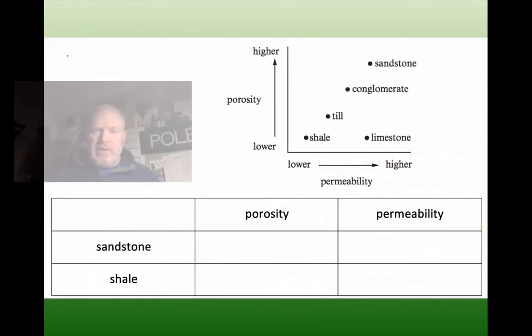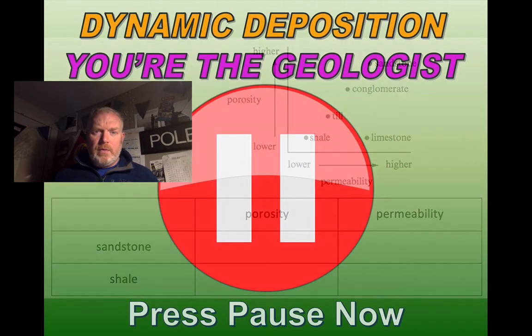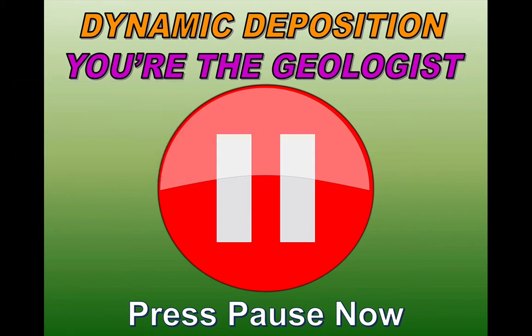And finally is the graph showing the relationship between porosity and permeability for different types of rock. You might even want to think about why this is as well. Okay, there's not much to explain for this. We've done all the theory as we've worked through this topic. Have a go at those questions, see what you can come up with.